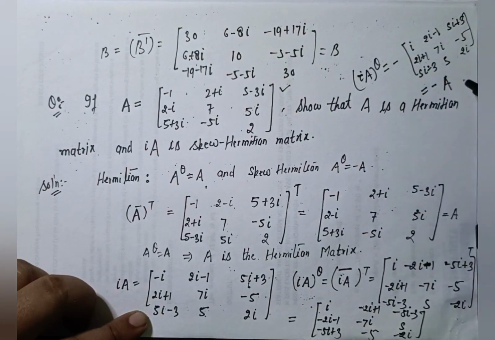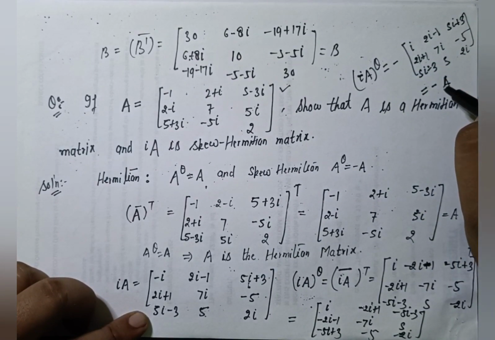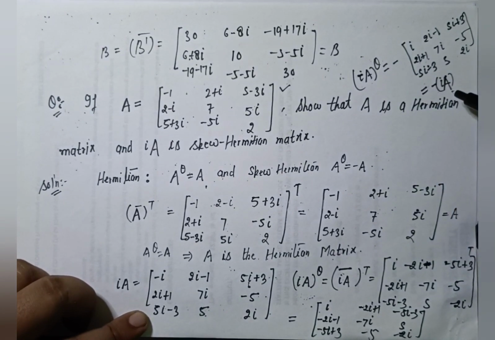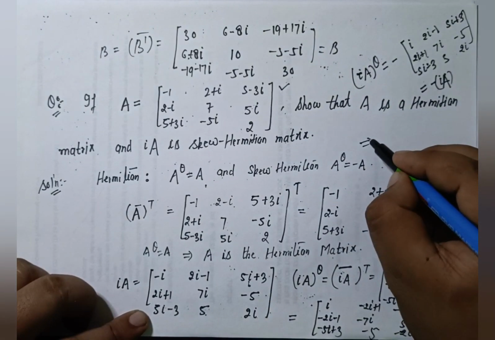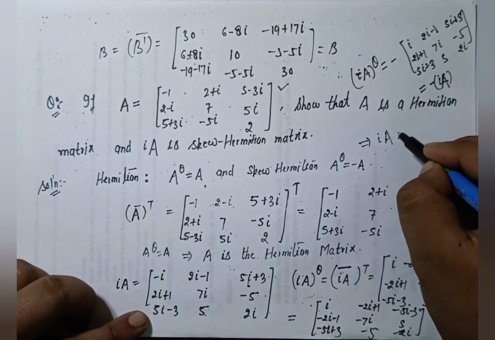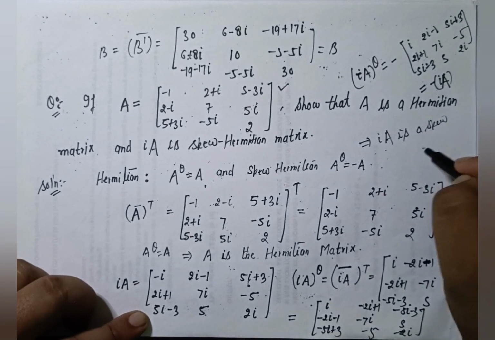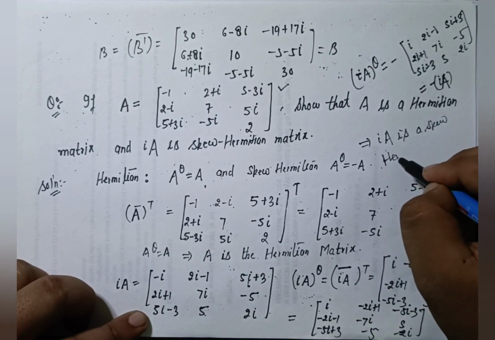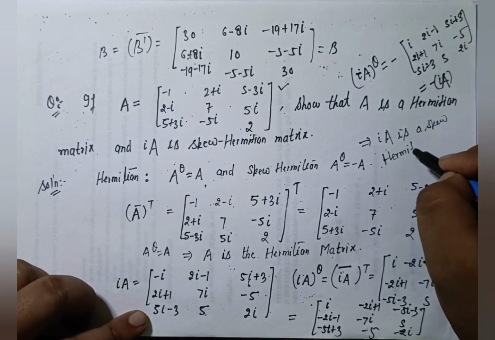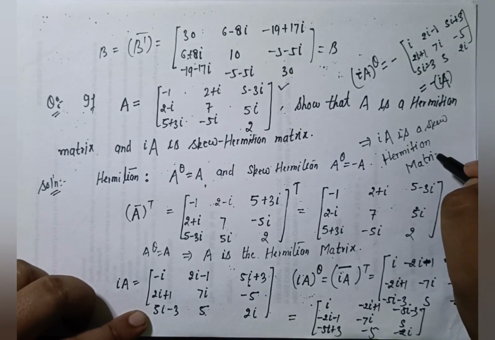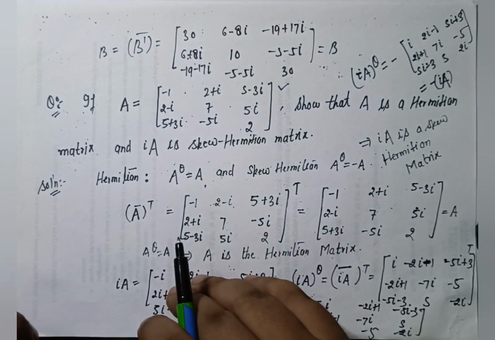So by this property, not only the matrix A, but also iota A, negative iota A, is skew Hermitian. This implies that iota A is a skew Hermitian matrix. So it is very easy to verify, for the given matrix, whether it is a Hermitian and skew Hermitian matrix.